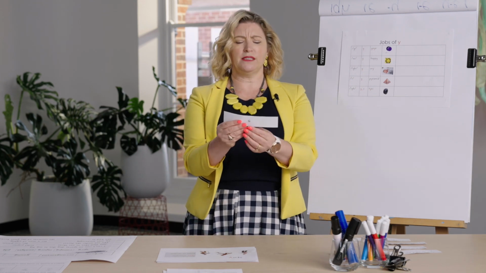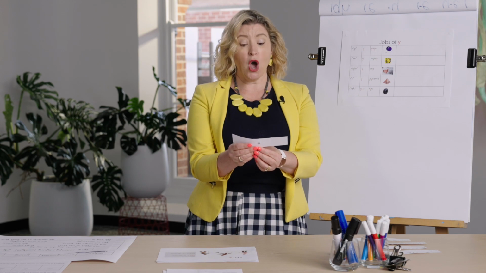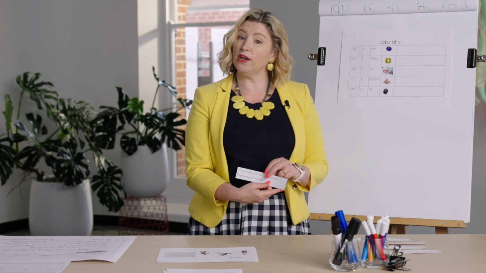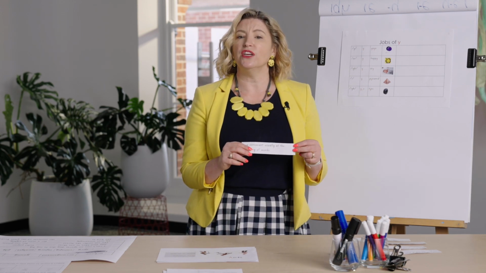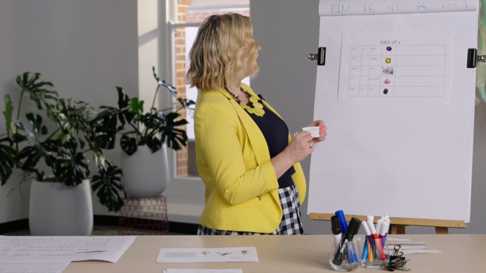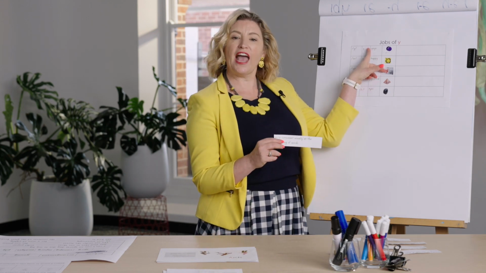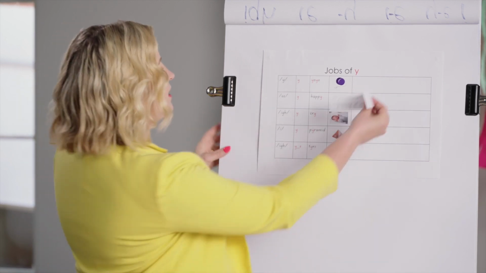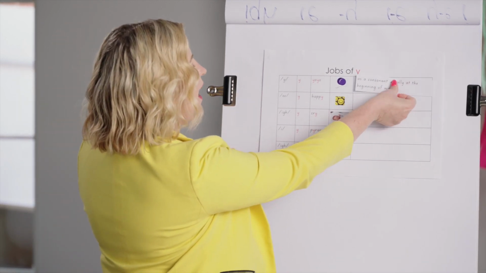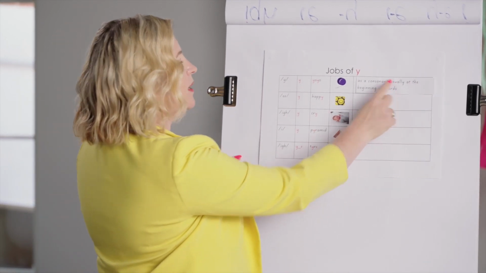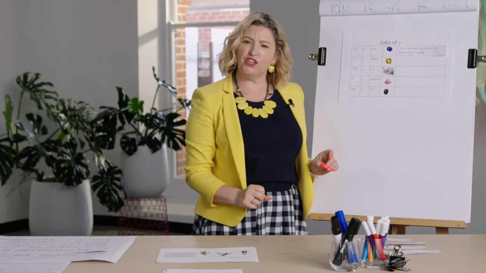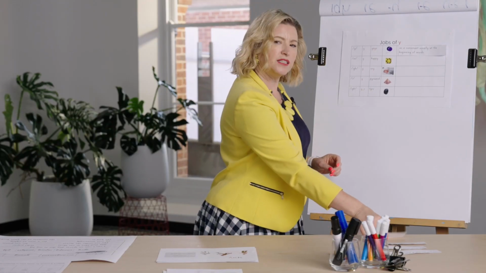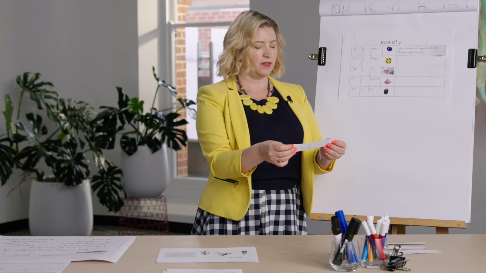So this says Y might be a consonant, usually at the beginning of words. It's when it makes the Y sound. Oh, that would be Y as in yo-yo. I'm going to stick that up there. So Y can be a consonant, usually at the beginning of words. Makes its Y sound.